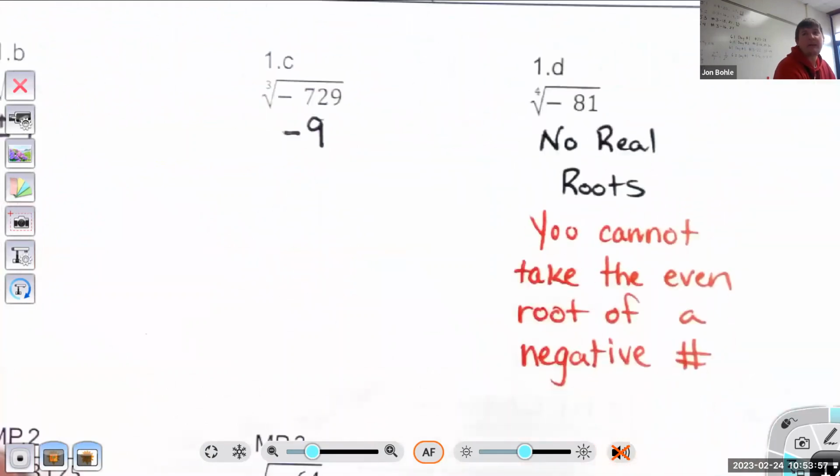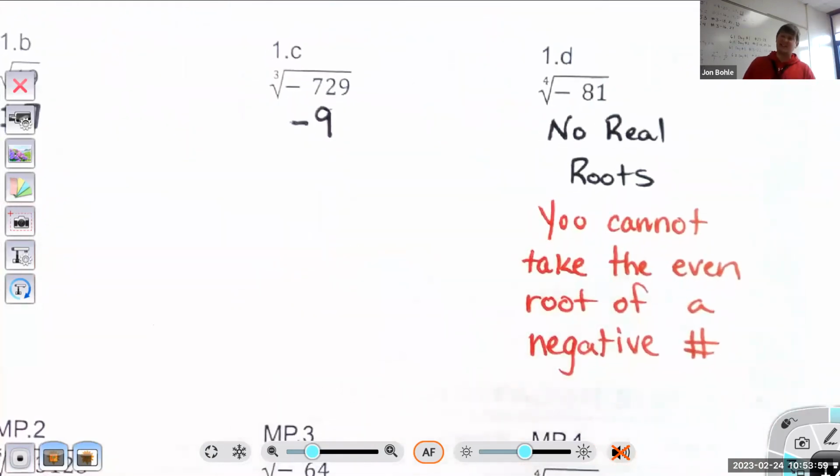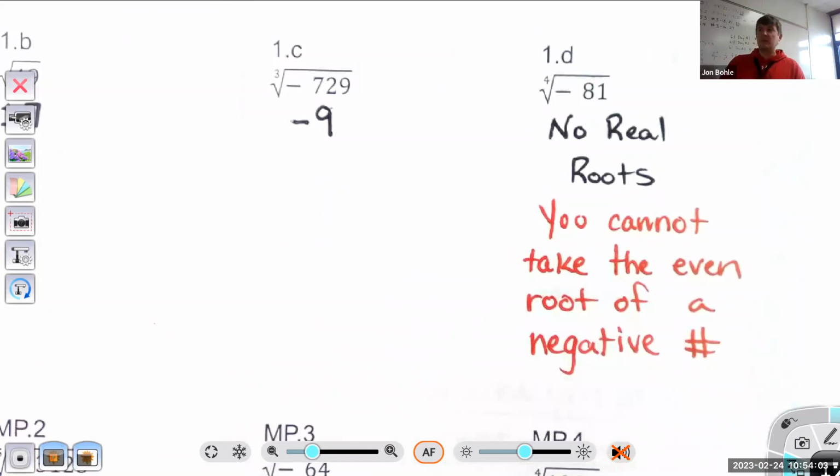And you know what? I probably shouldn't say you cannot, because you actually can. But you get literally called a complex number, and you will deal with that another time. Just for the sake of this class, no, you can't. So if you come across an even root of a negative number, you're just going to have to communicate to me that there's no real root there. And I need you to put the real there, because there's real and complex. You just haven't dealt with complex yet.